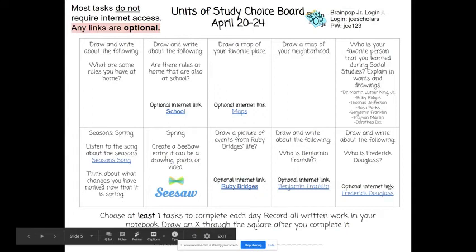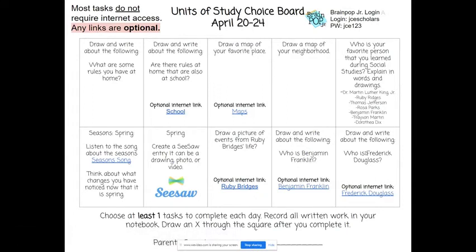Units of study choice board, the students choose 1 task per day. They can choose up to 2 because there are 10 tasks that are included. And even if there is an optional link, have the students do what is at the top and not the link if internet access or a device is an issue.